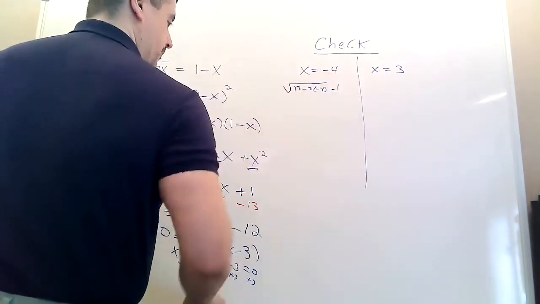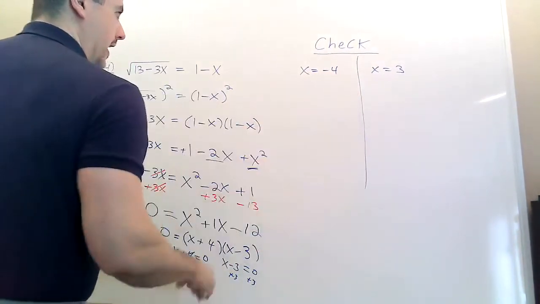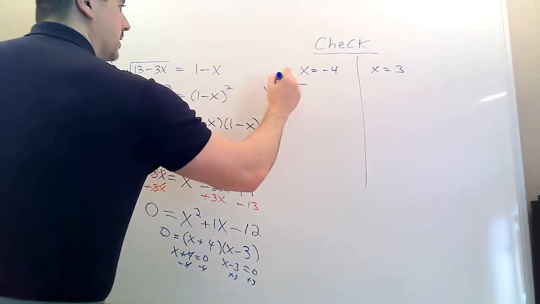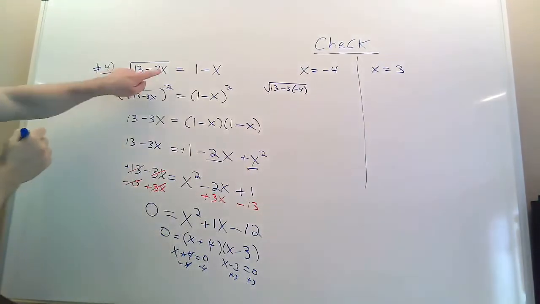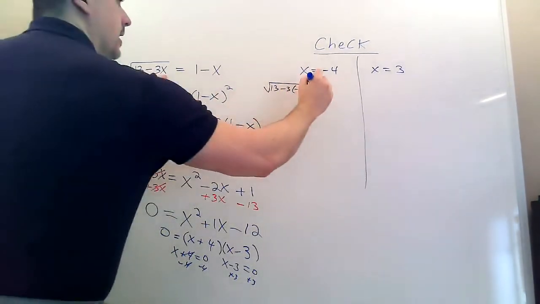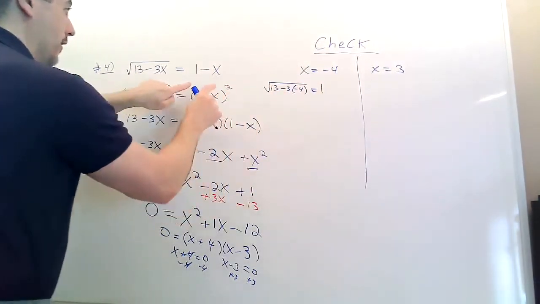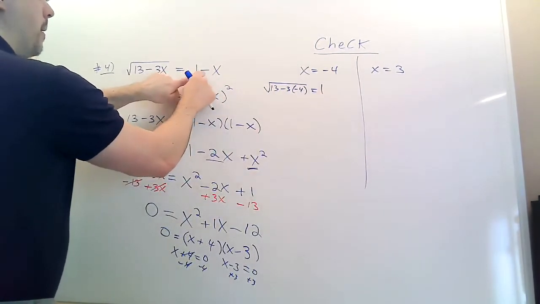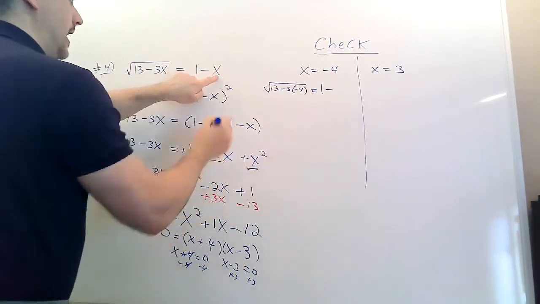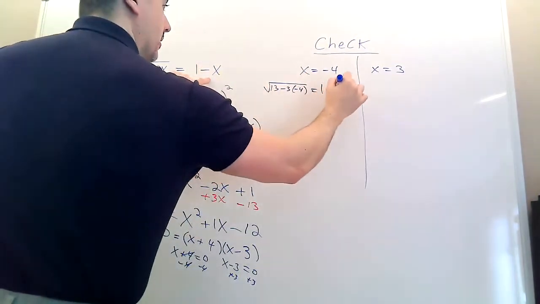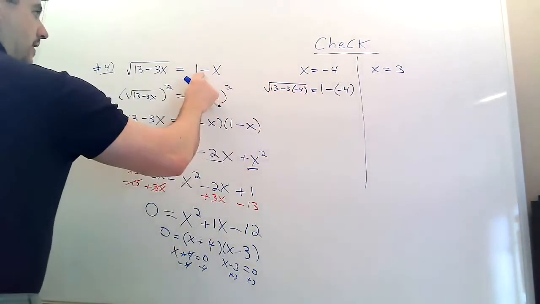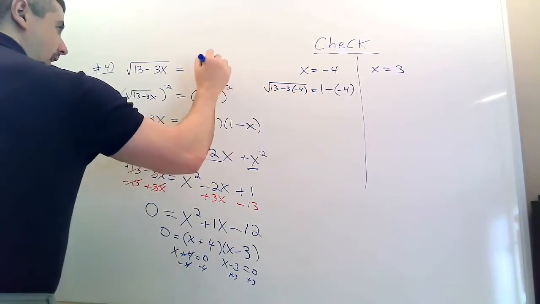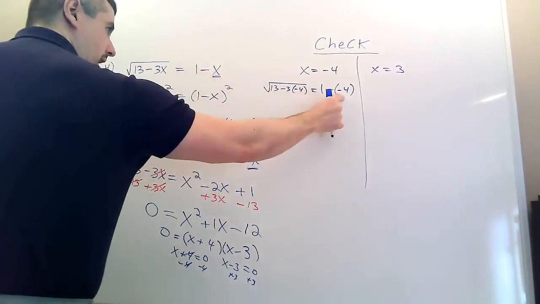equals 1. I have to write that again. I wrote it very badly. 13 minus 3 times negative 4. Replace that with negative 4 equals 1. Now be very careful here. 1 minus, now x is being replaced with negative 4. It's very, very easy to mess this up, right? The 1 stays, the negative stays, the x itself got replaced with negative 4.